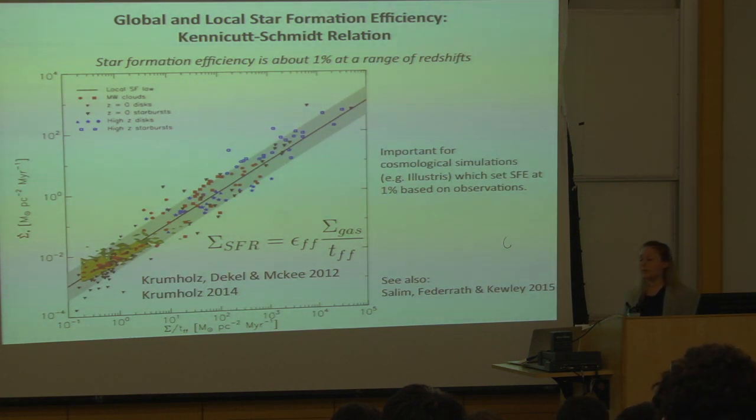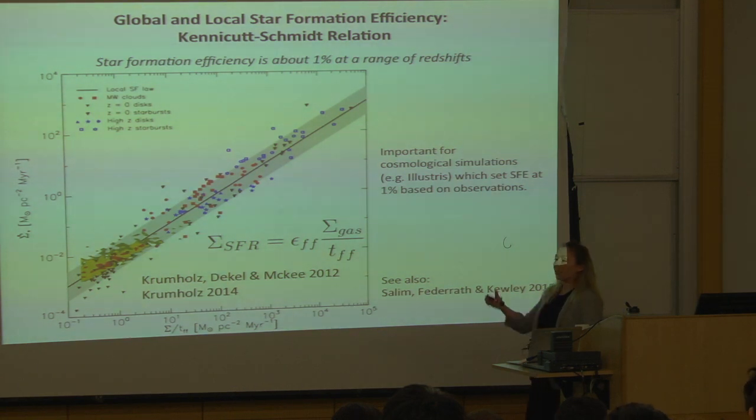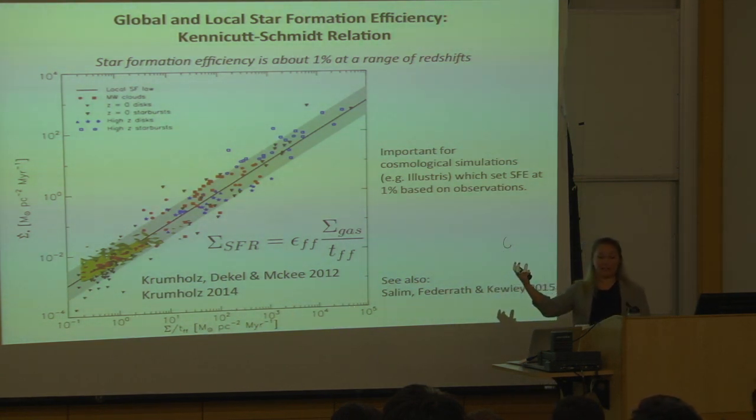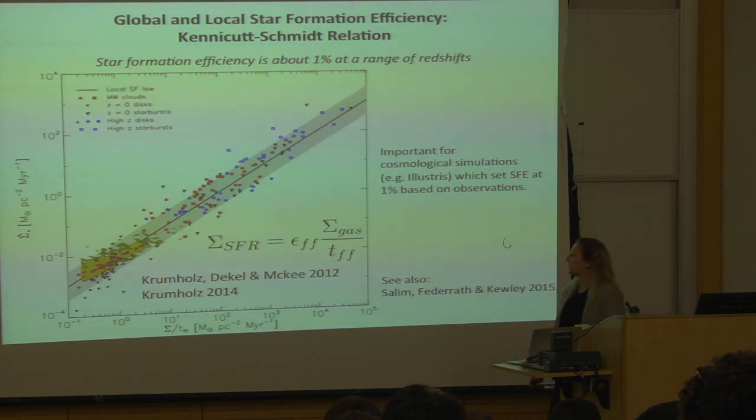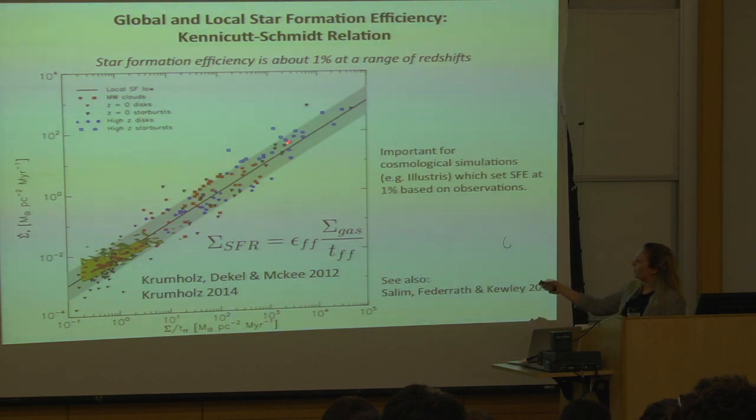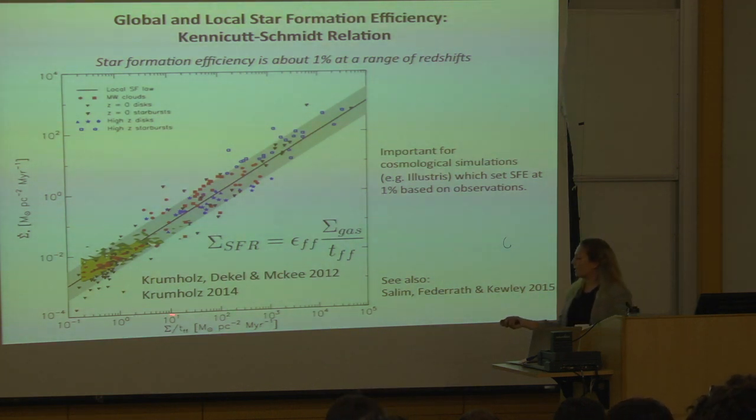Right? So the free fall time is just essentially how fast will a cloud of some density collapse. It turns out that time scale only depends on the density and fundamental constants. So all you need is the density to measure that. So this line here and all these points are measurements. I'll talk about the points first. The points here are measurements over, as you can see, many orders of magnitude in star formation rate and gas surface density divided by this free fall time.